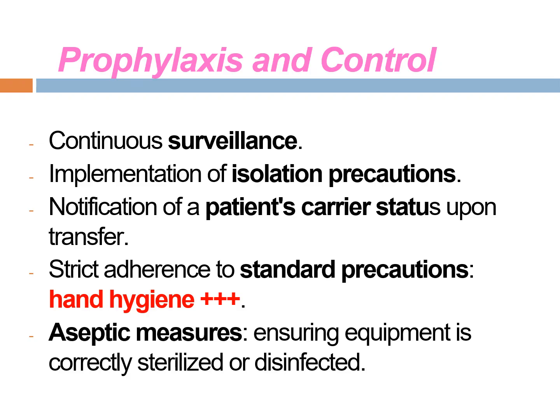Finally, prevention relies on several key measures: continuous surveillance, implementing isolation precautions, and crucially notifying the receiving department when a patient carrying a multi-drug resistant organism is transferred. Strict adherence to standard precautions is the foundation, with rigorous hand hygiene being the most important step. Lastly, we must ensure aseptic techniques, meaning all equipment is correctly sterilized or disinfected. Thank you for your attention.